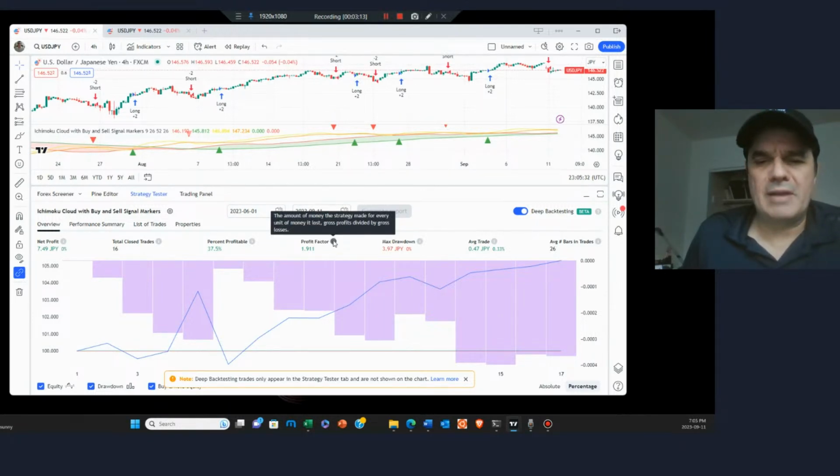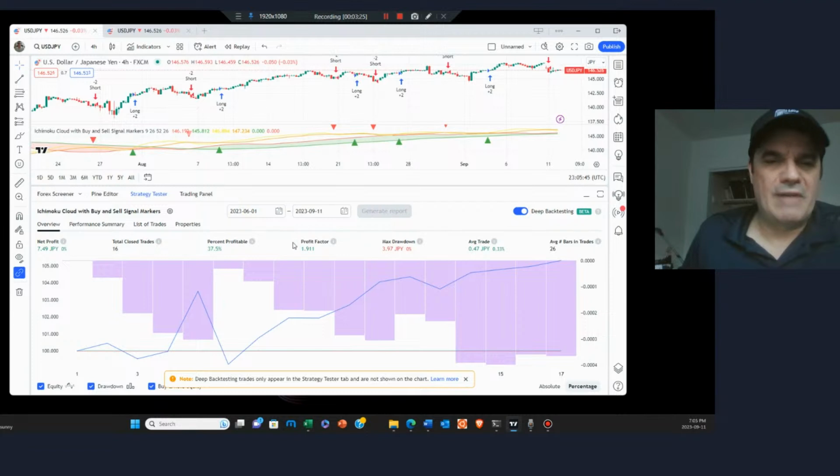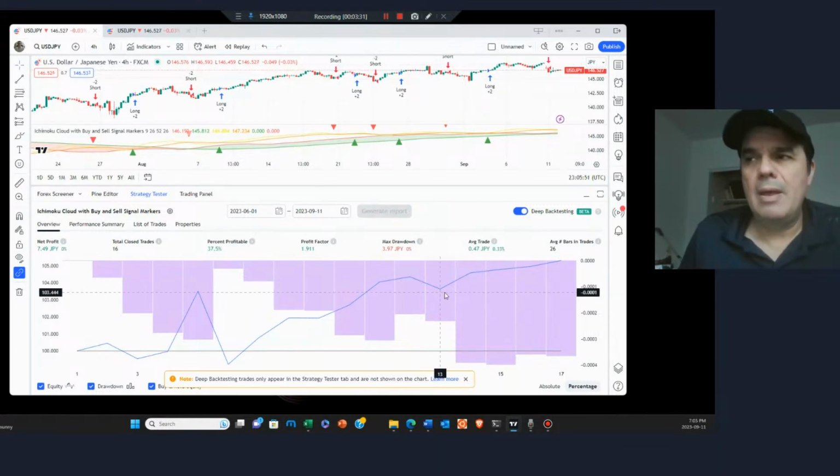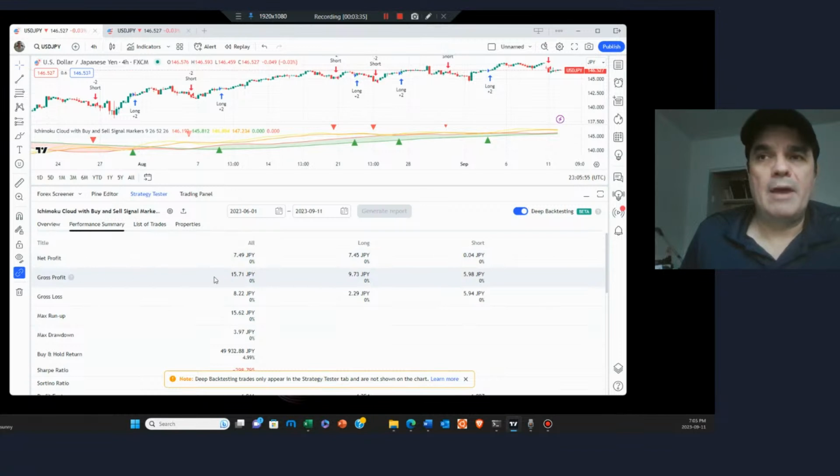But this is what you're really after, the profit factor. The profit factor is really the amount of money the strategy made you for every unit of money it lost. Gross profit divided by gross loss. So this is your number one factor when it comes to these strategies on TradingView. So 1.9 is pretty good. Anything over 1 is not bad. And then in here, you have the performance summary of your net profit.